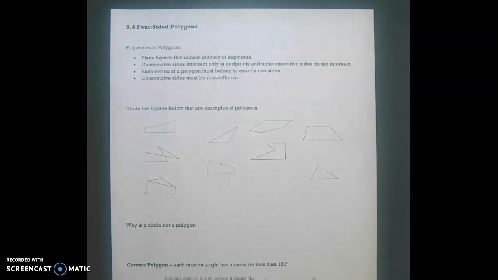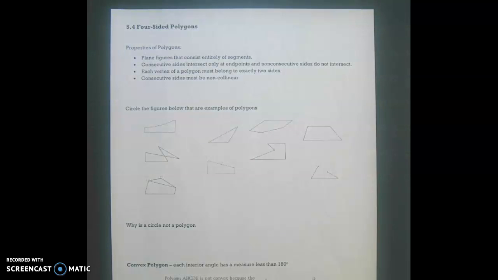All right, we are starting a new unit focusing on polygons, and eventually we're going to be focusing primarily on quadrilaterals. But first, let's talk about what polygons are. We have four properties that define a polygon. The first is that it's a plane figure that consists entirely of segments. The consecutive sides intersect only at endpoints, and non-consecutive sides do not intersect.